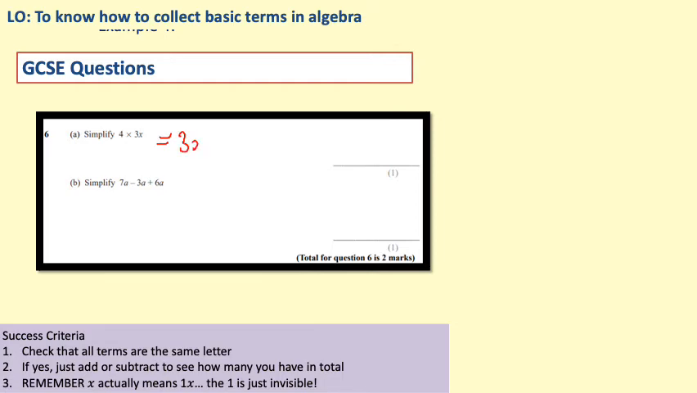So we could say 3x, add 3x, add 3x, add 3x, because 4 multiplied by means we've got 4 lots of them: 1, 2, 3, 4. So we could use our success criteria and say, okay, all the x's are the same, so we can collect them. We've got 3, add another 3, so 6, add another 3, 9, add another 3, 12. So we've got 12 lots of x.